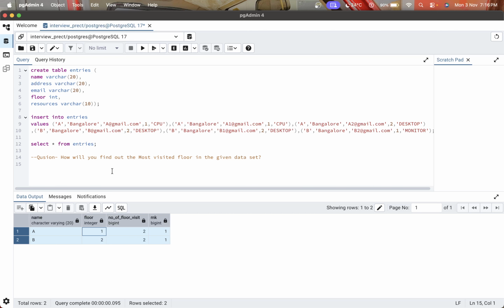The output they are looking for is A and B, which is the name, the floor, and the number of visits to the most visited floor. That's it. Out of the data. And the data set we have, let me show you the data.